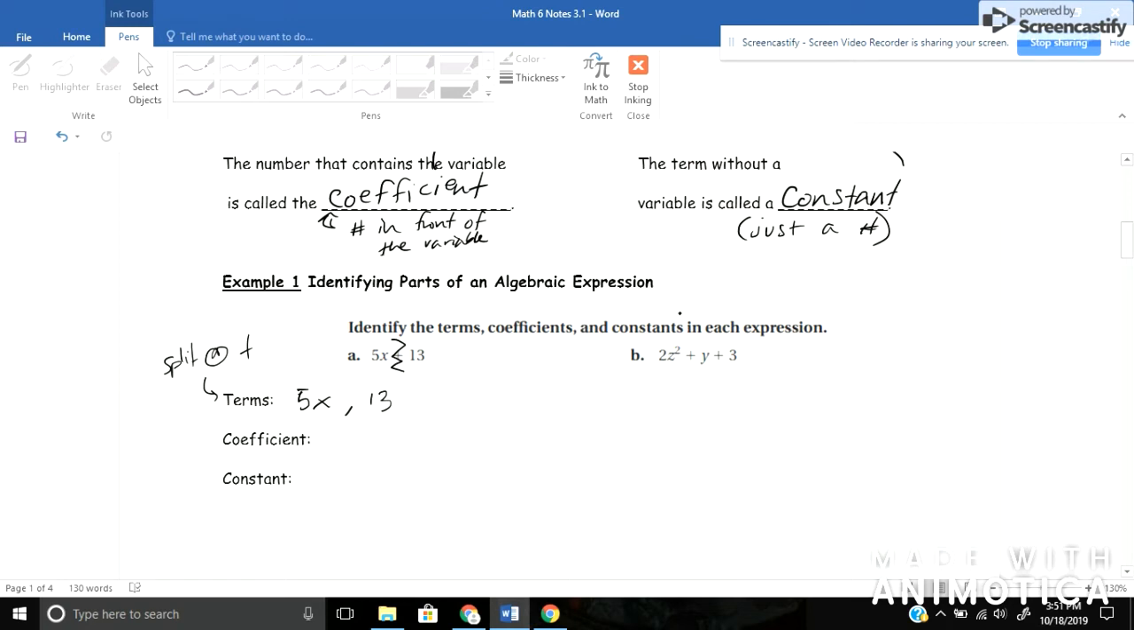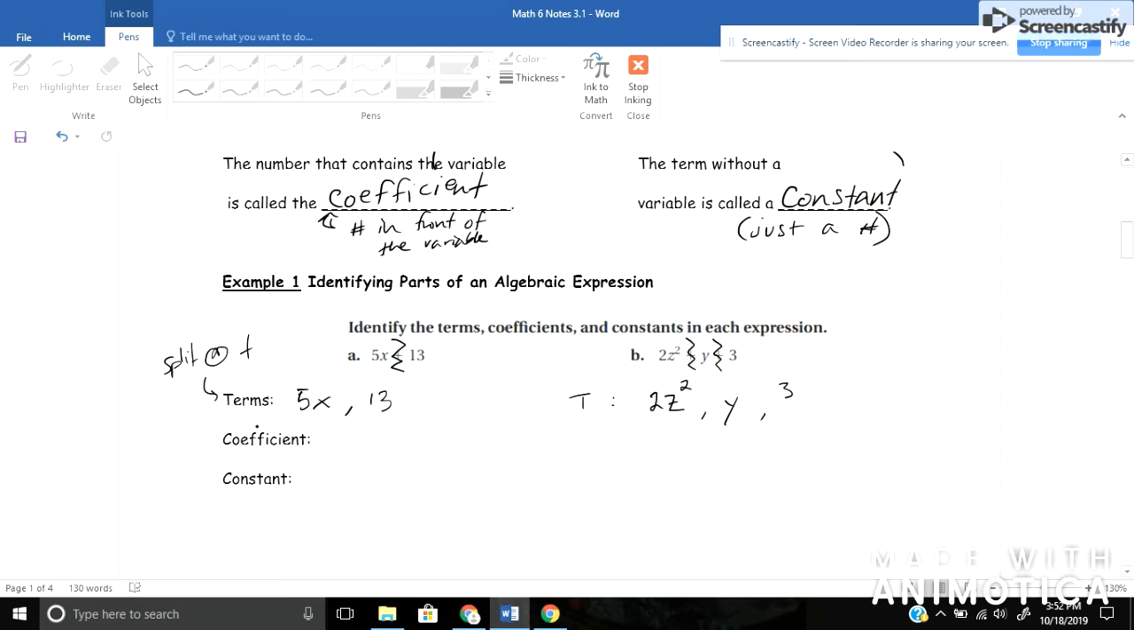And similar in letter B, I'll just abbreviate here, our terms are separated at the addition sign. So our first term is 2z squared, comma. Our second term is y, and our third term is 3. Okay, 3 different terms in this one. You could have expressions with 4 terms or 5 terms or even more. Okay?